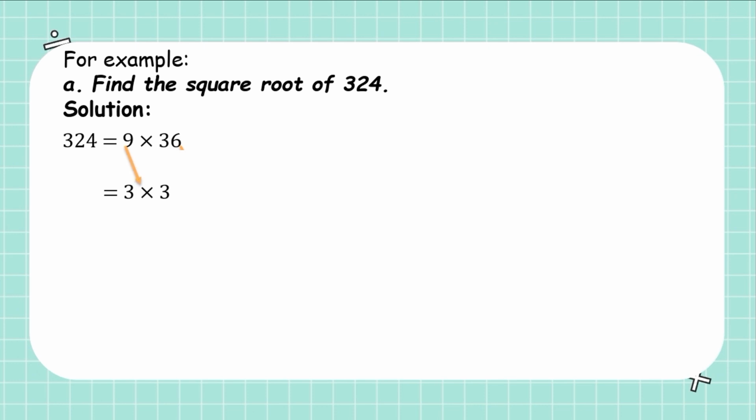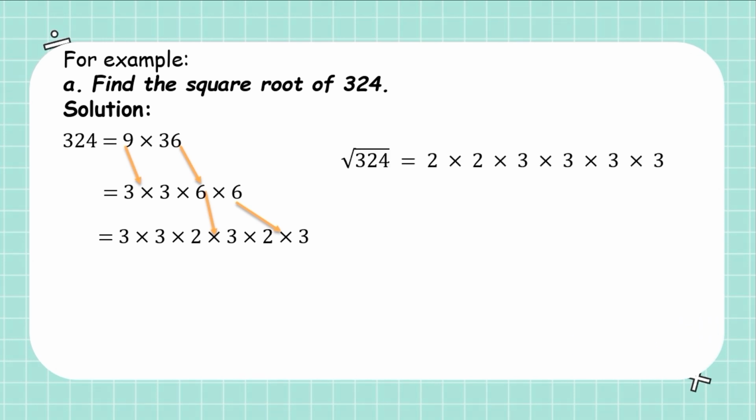Next is 36. What numbers multiplied give 36? Okay, very good, 6 times 6. But 6 isn't a prime number. Then 6 can be written as 2 times 3, which is equal to 6. By factorization, the square root of 324 is equal to the square root of 2 times 2 multiplied by 3 times 3 multiplied by 3 times 3.